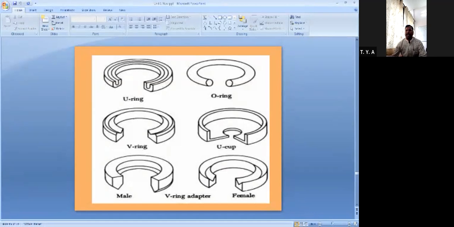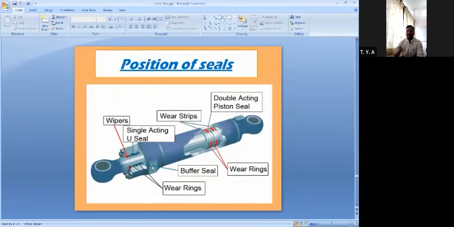And V ring. Again in that V ring, what I have shown now is a female part. That means inside you will get this V shape. If the shape is outside, that means that is a male part. You can see the male part. So these are the different shapes of the seal. Now let us discuss them one by one.